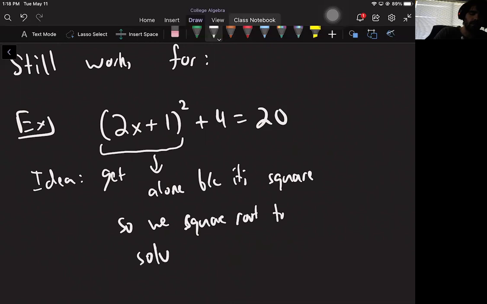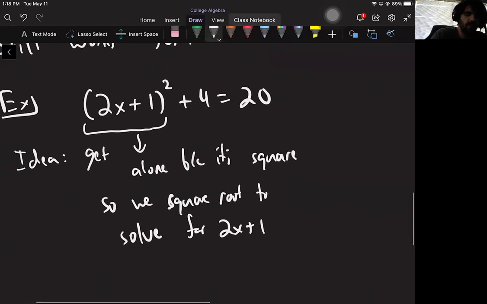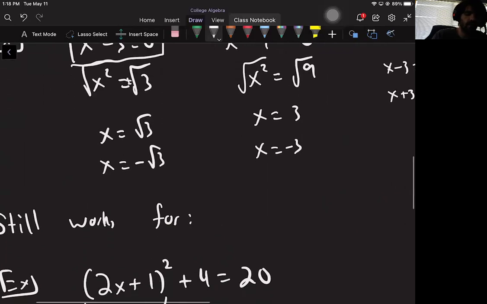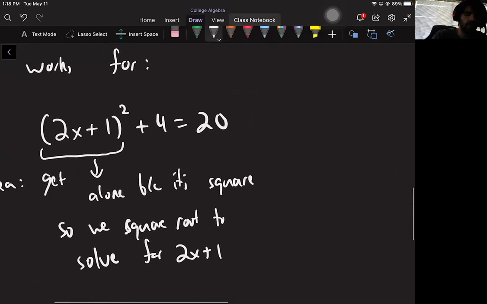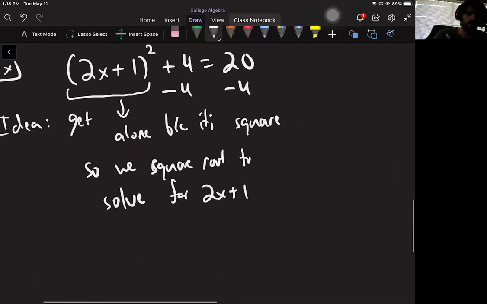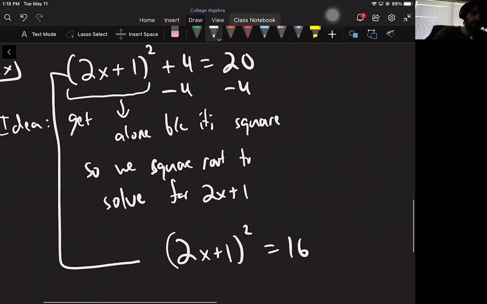So we can square root to solve, not for x, but for 2x plus 1. So instead of getting x squared alone, which is what we're doing here, we're getting whatever is squared alone, which is 2x plus 1. So how can I get that alone? Well, all I have to do is subtract 4 to both sides. And then I'll end up with 2x plus 1 squared equals 16. So that's all we're doing there, subtracting 4 to both sides.